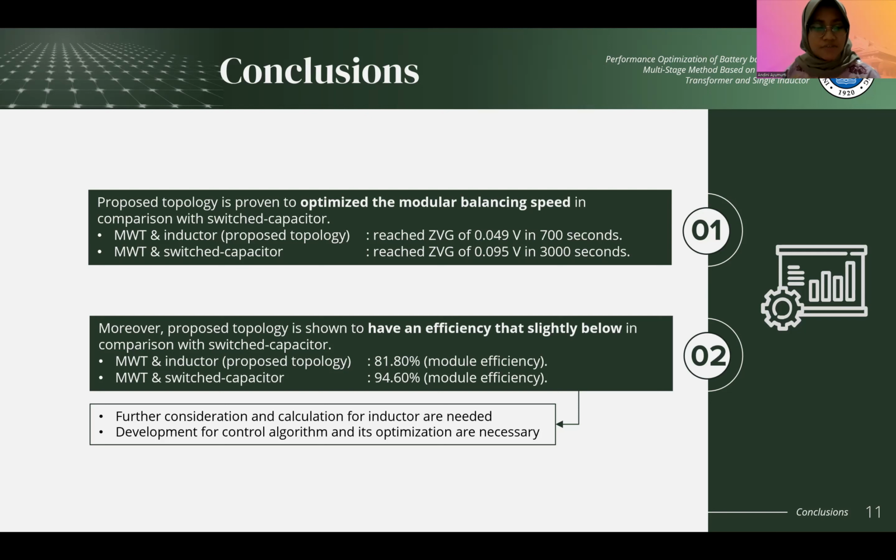So we suggest further analysis and improvement for the next research on our system: further consideration and calculation for the inductor, and development of a control algorithm, are needed and necessary to boost the efficiency of our system.